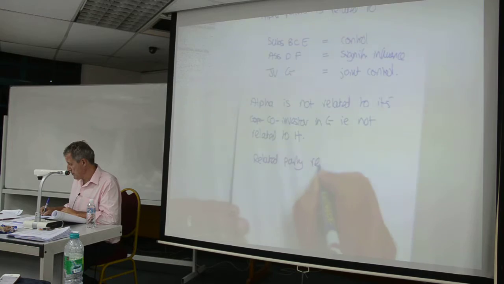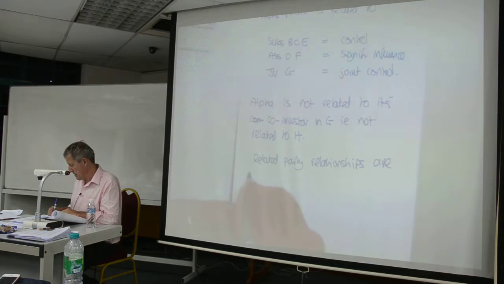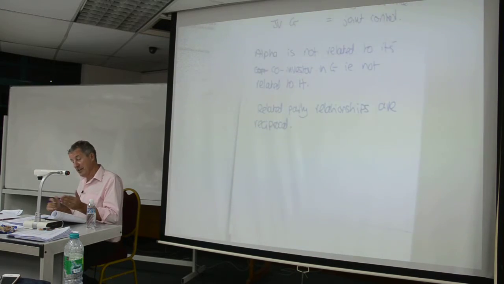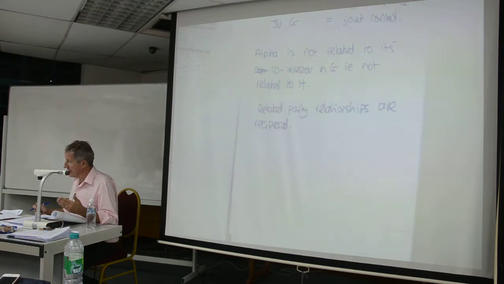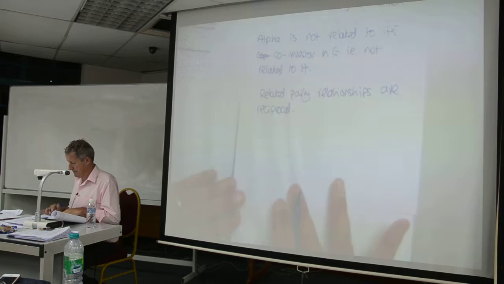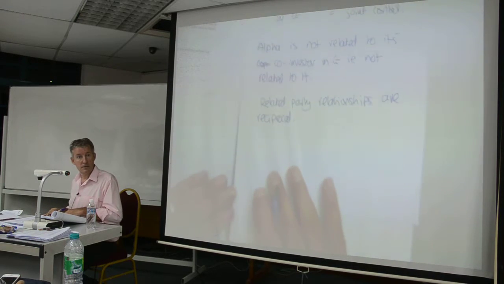Related party relationships are reciprocal. In other words, if Alpha is related to the sub, then by definition the sub is related to Alpha, so I'm not going to start repeating myself too much. So, what does the last line mean?